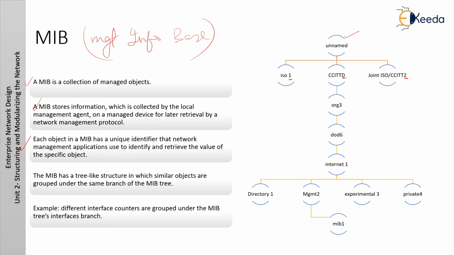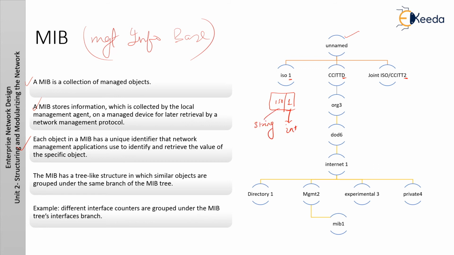So what is the full form of CCITT? This is Consultative Committee for International Telegraph and Telephone. ISO is International Standard Organization, and joint ISO and CCITT. These branches and those that fall below each category are identified with short text strings and integers. So this is divided into two parts, like ISO is divided into two parts. Here ISO is a string and one is the integer.